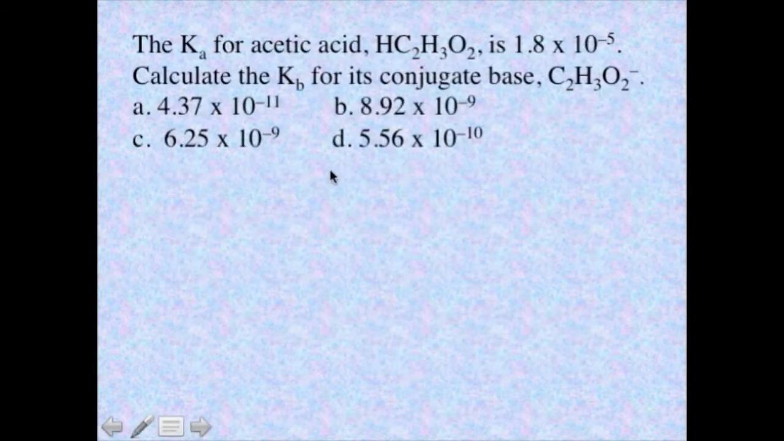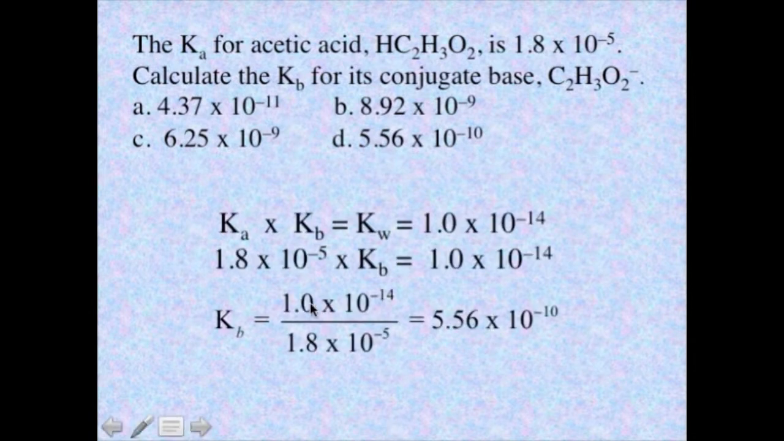Okay, so the Ka for acetic acid is 1.8 times 10 to the minus 5. So calculate the Kb for its conjugate base, the acetate ion. Turn your playback off, do the calculation, and choose one of these answers. Then come back and we'll discuss it.